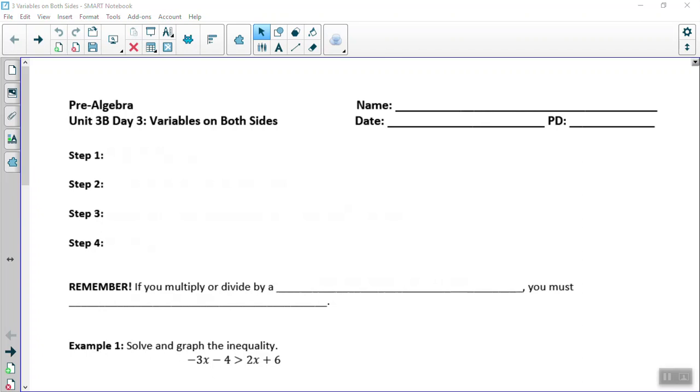Hi everyone. Today we're going to talk about solving multi-step inequalities that have variables on both sides. Alright, so let's take a look at our different steps.